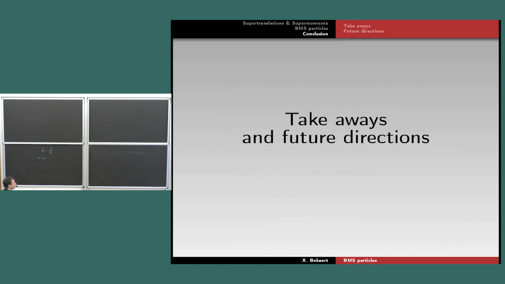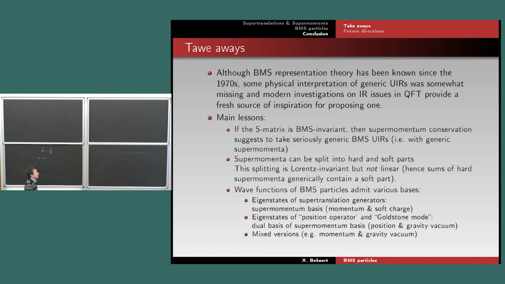Okay, good. So, conclusion. Although BMS representation theory has been known since the 70s, some physical interpretation, especially in terms of modern language and investigations, was perhaps missing. And so it's also a nice source of inspiration to do that. And that's what we did with this, in particular, hard and soft decomposition. Yes, so there is this splitting. So just to repeat, it's not linear, and this is related to the subtle supermomentum conservation.